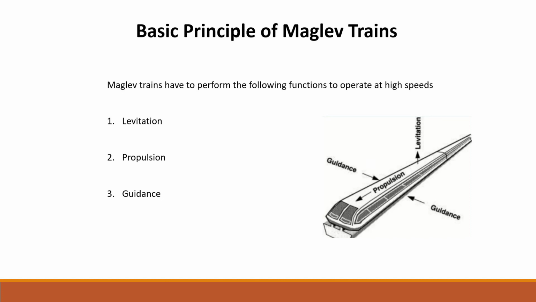And you can see what they do to the train in the pictures. Propulsion, levitation, so the force is up, and the guidance is to keep the train on the track and not to derail.